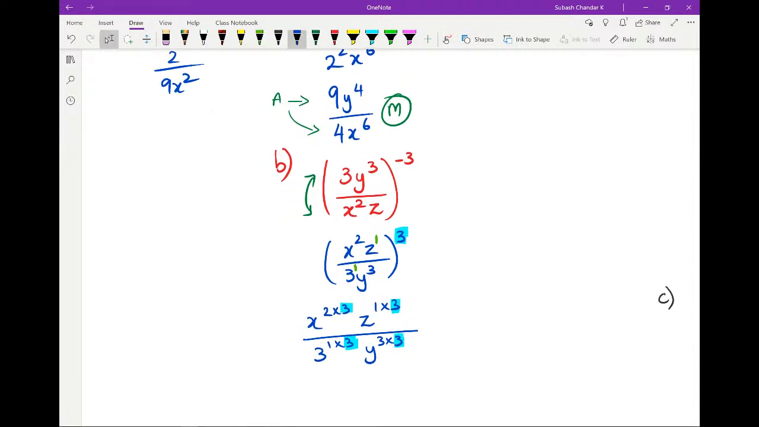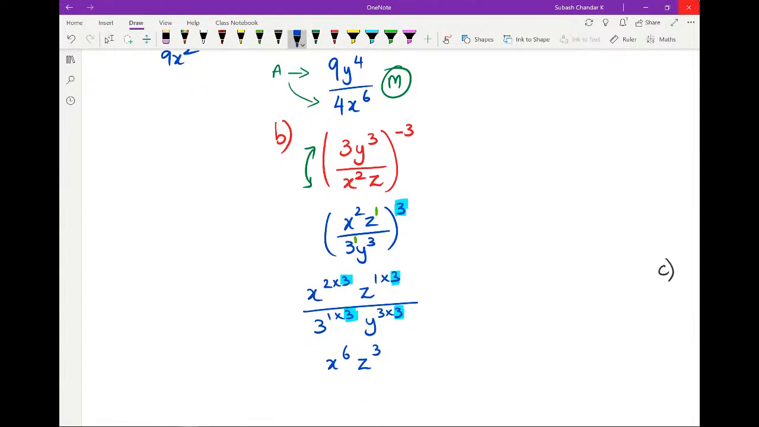Okay, so once we do that, we are going to get x to the power of 6, z to the power of 3. Now 3 to the power of 3 is 27, and then we're going to get y to the power of 9.